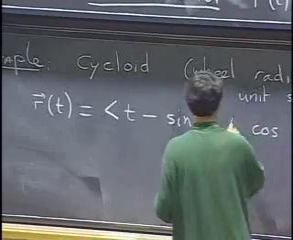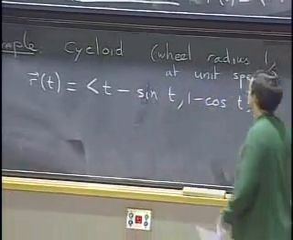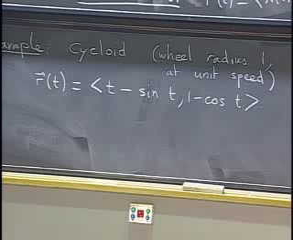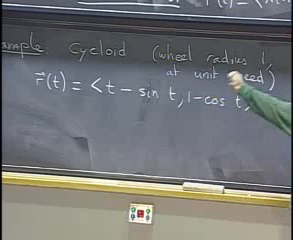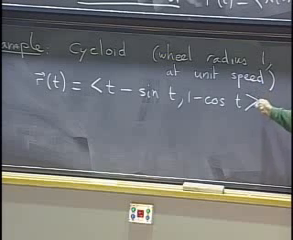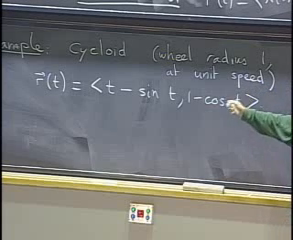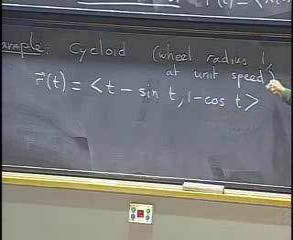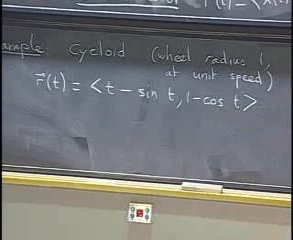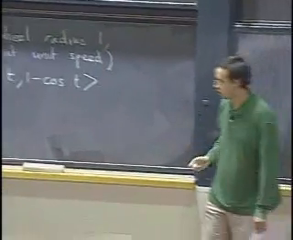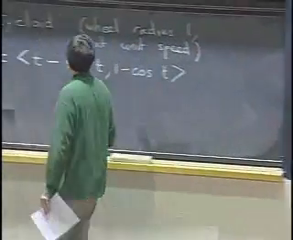No, 1 minus cosine t. Okay, same. That's a formula that you should have in your notes from last time, except we had theta instead of t because we were using the angle. But now I'm saying we're moving at unit speed, so time and angle are the same thing.